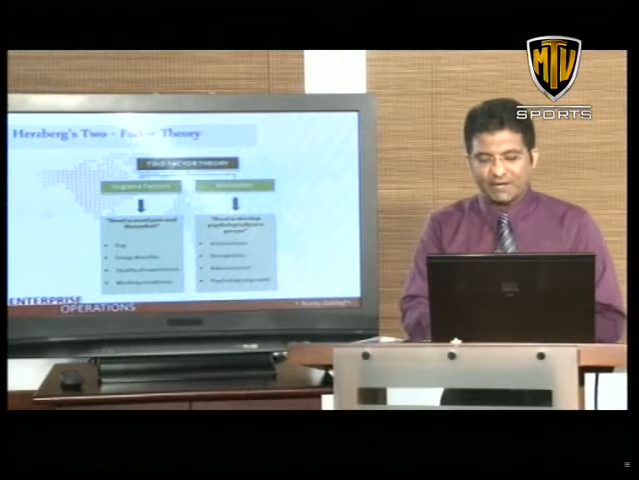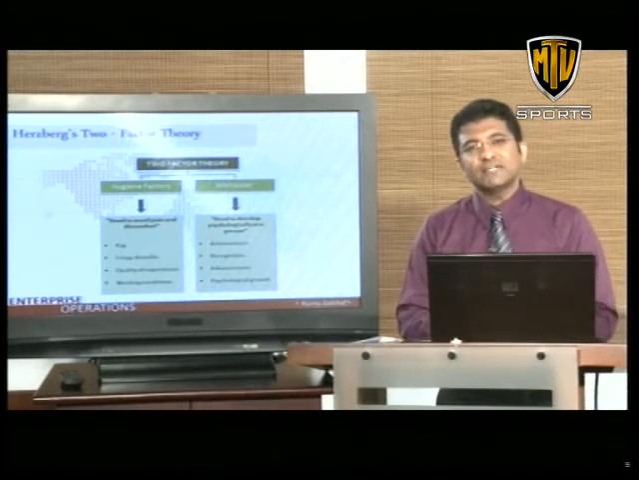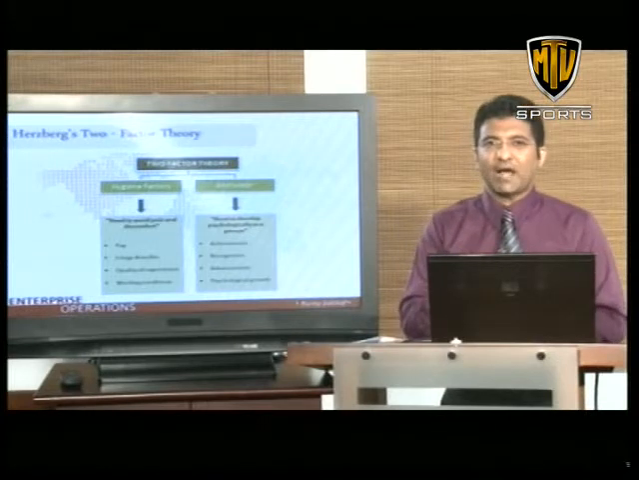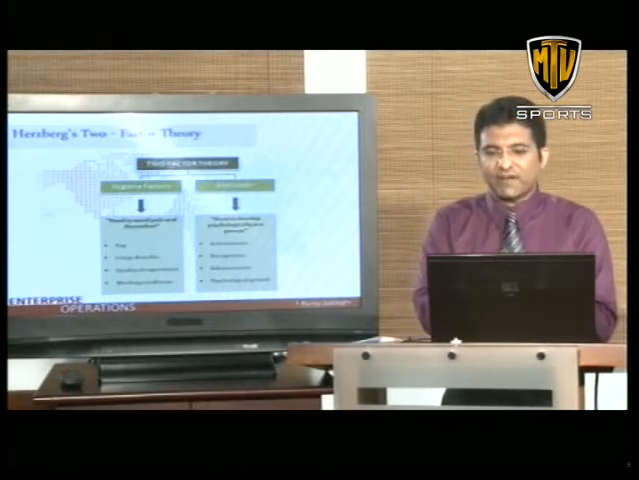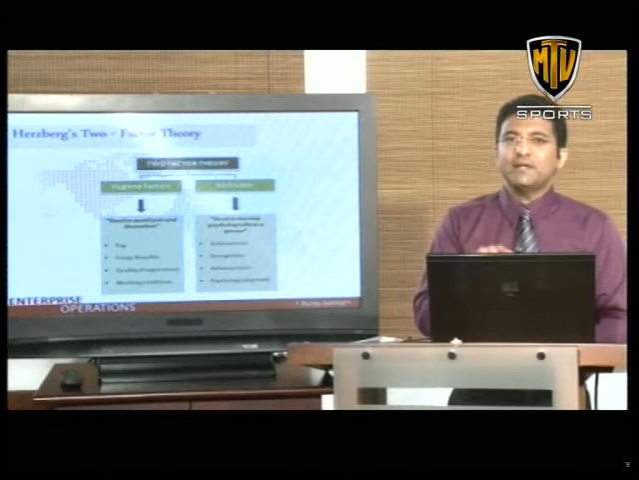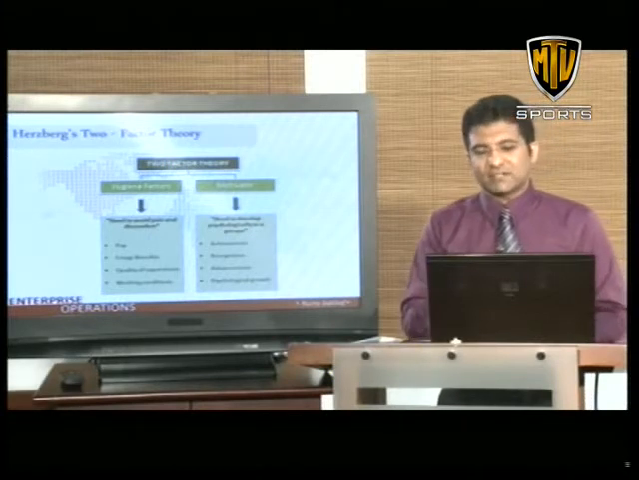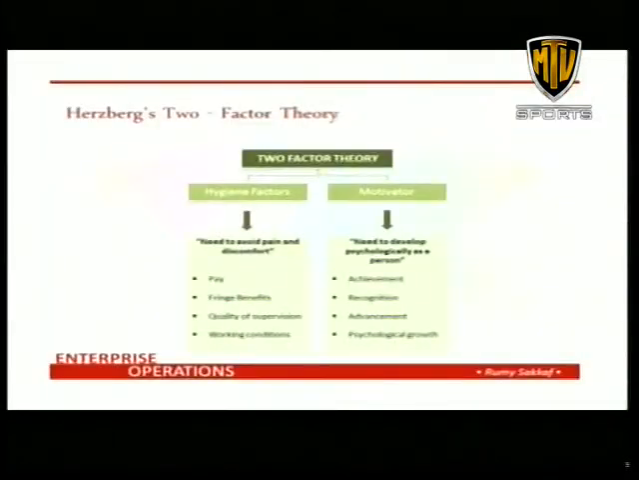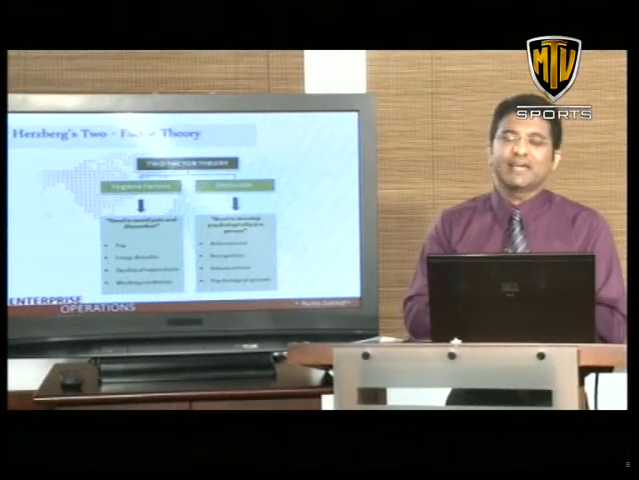So, as we now know very clearly, Herzberg's two-factor theory talks about two main areas, hygiene factors and motivators. Please note very clearly, hygiene factors are to avoid pain and discomfort, motivators are to develop psychologically as a person. I repeat again, hygiene factors are the need to avoid pain and discomfort, such as pay, fringe benefits, quality of supervision. Motivators are the need to develop psychologically as a person, that is achievement, recognition, advancement, etc.